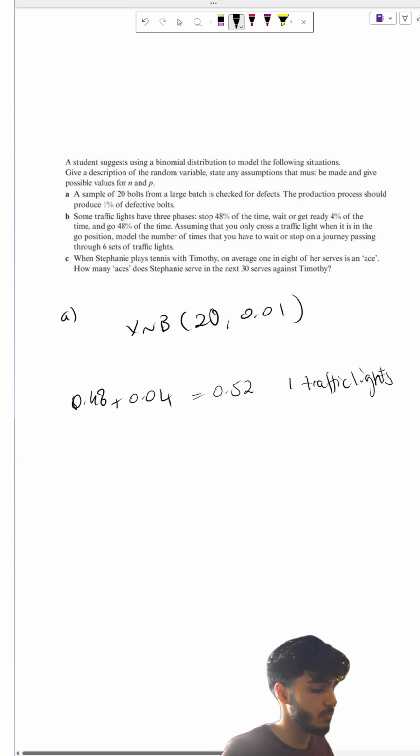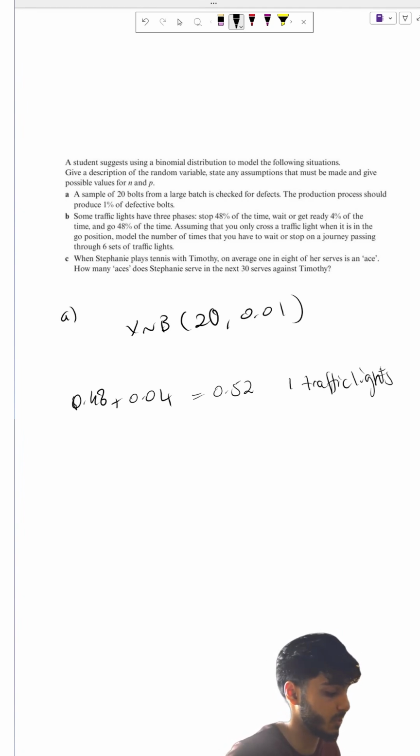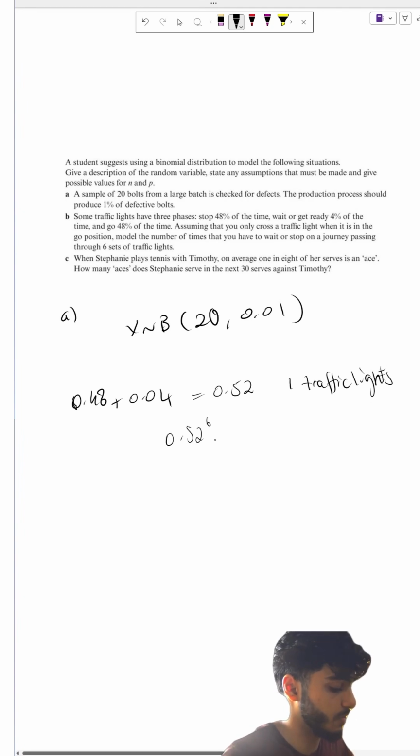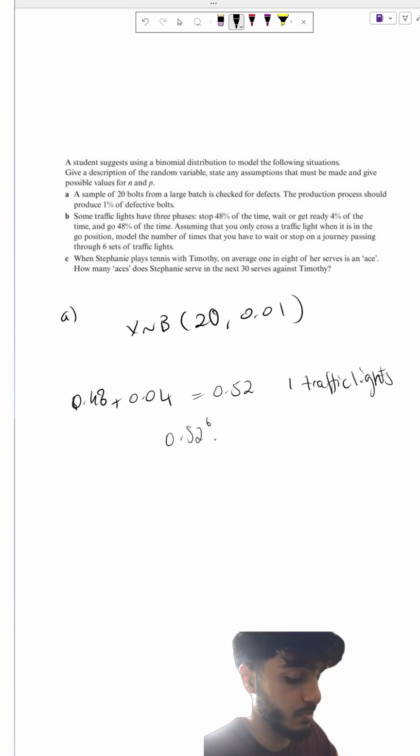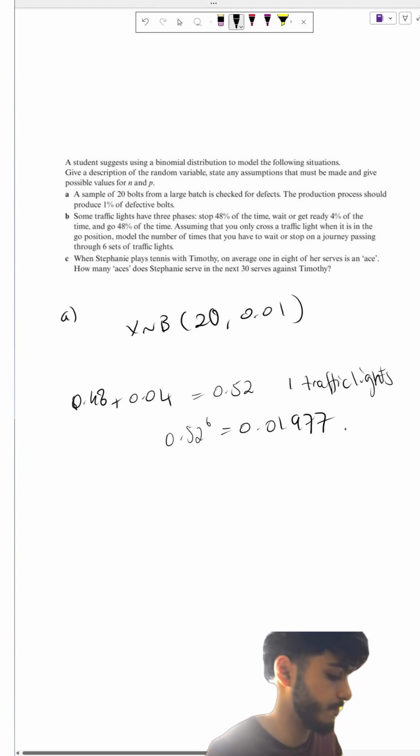If you have 6 traffic lights, that's just going to be to the power of 6. 0.52 to the power of 6. Model the number of times that you have to wait or stop. We're not going to use binomial on this just because it doesn't tell you all the possible values. It doesn't give you a sample size. That's why. So if you're doing 6 sets of traffic lights, you just do to the power of 6. And whatever that answer is, I'm just going to do in my calculator. 0.52 to the power of 6, 0.01977.